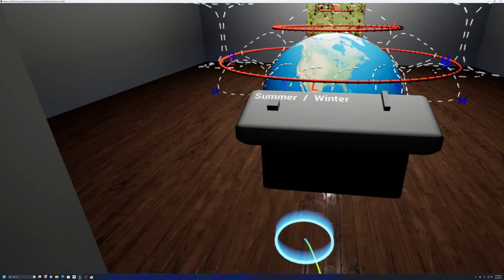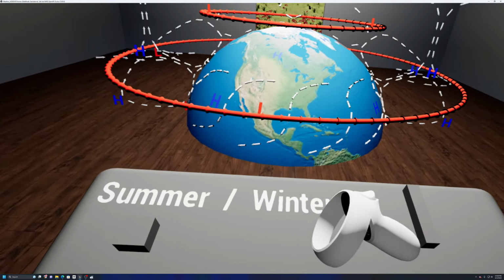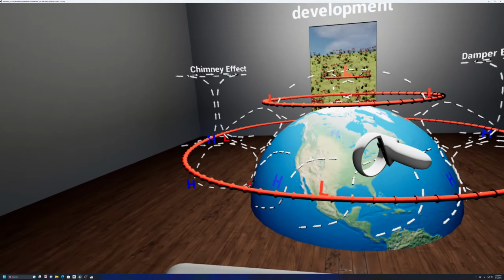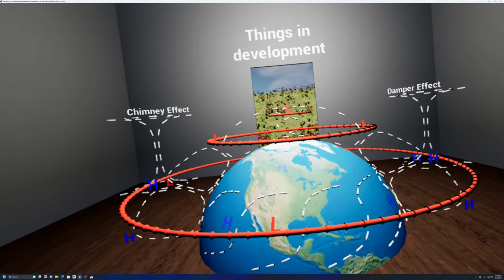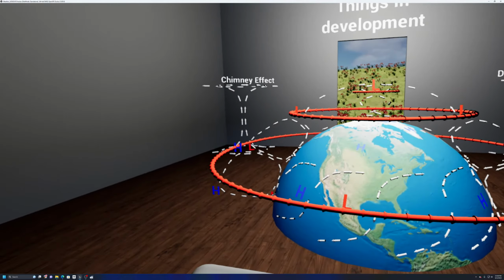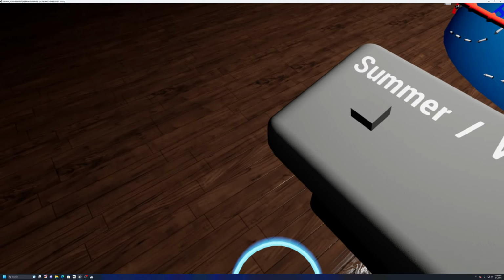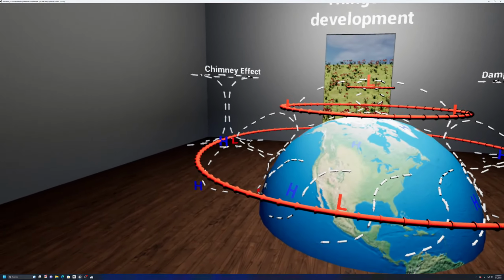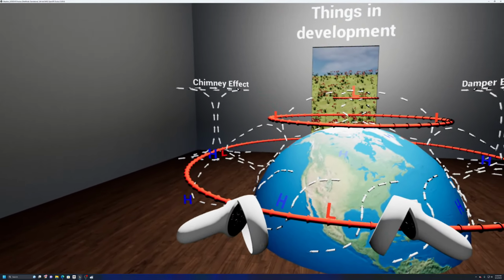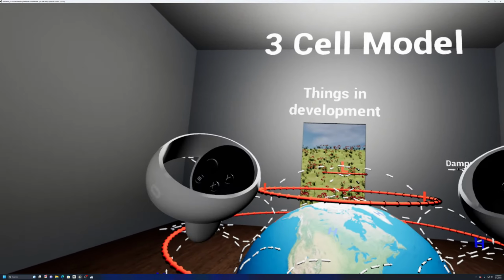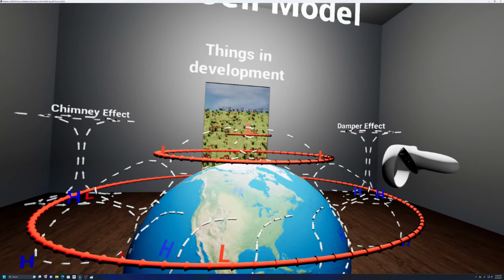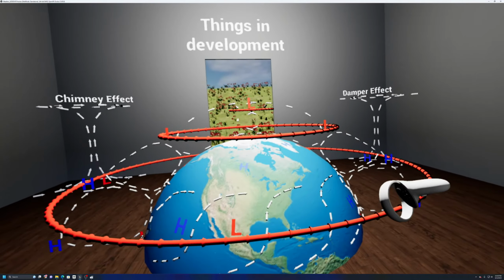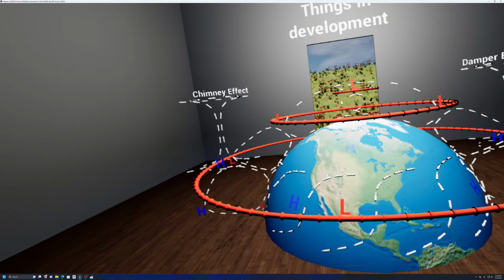And then here, I use this room. I need to add a button to take away the highs and lows and the extra stuff that we talk about in a later part of the curriculum, so that I can use this room over and over again. But here, we talk about the 3-cell model, as you can see up the top, the chimney effect, the damper effect, and how the chimney effect has a low at the surface, damper effect a high at the surface.